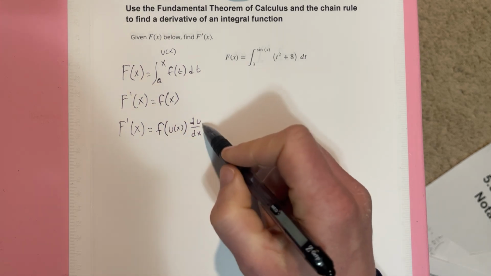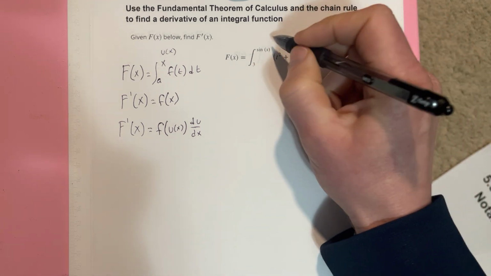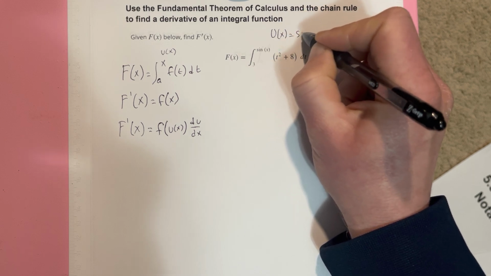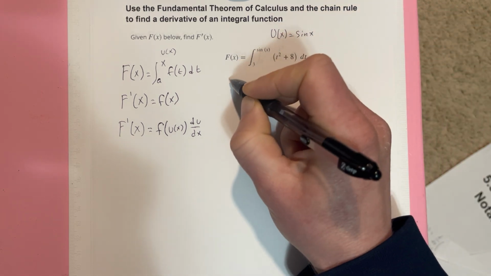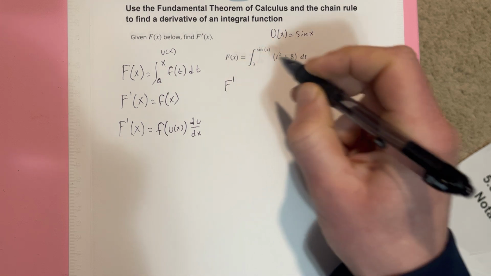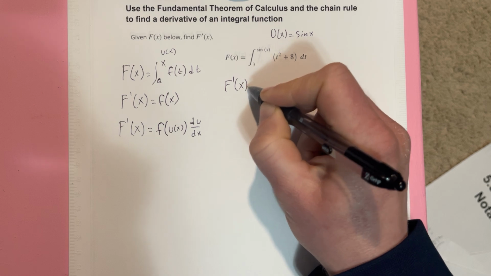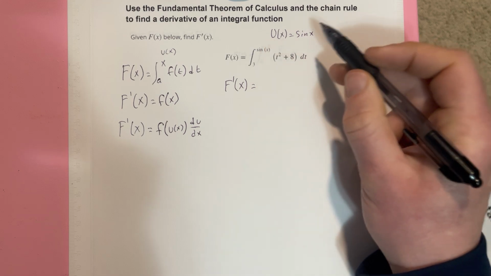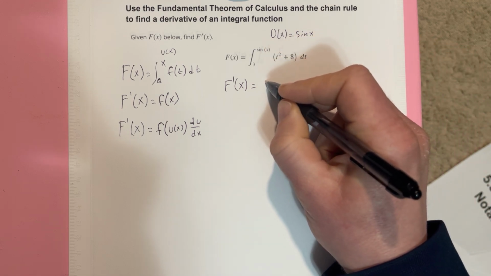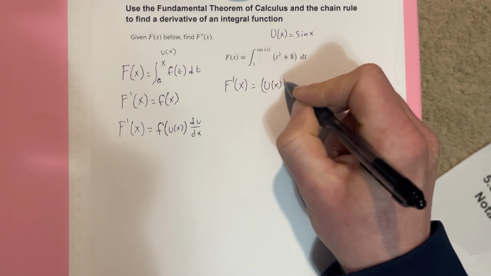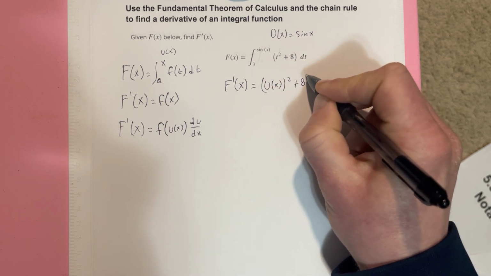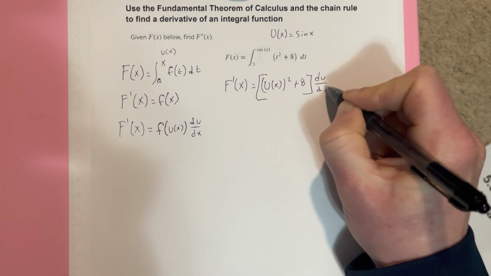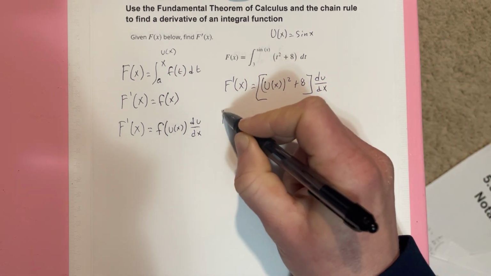So we're going to use this piece right here with this function. We're going to say that we really need to substitute something for sine x. So we're going to do that here. And then we're going to get F prime of x would be equal to, when we substitute u of x, we put that piece right there. So then we would have u of x squared plus 8 times du over dx.